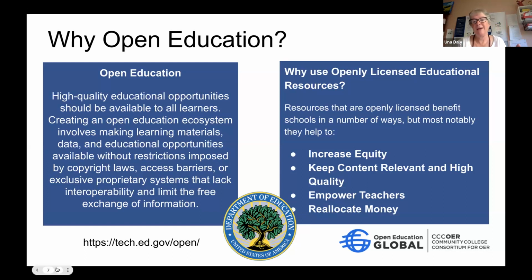Both Liz and I know that Debbie is also involved in one of those in our home states, and usually they're state consortiums, not always though. But the Department of Ed has recognized the importance of this work for our students and for us as educators. And they call it an open educational ecosystem, and it involves making learning materials, data, and educational opportunities available freely.